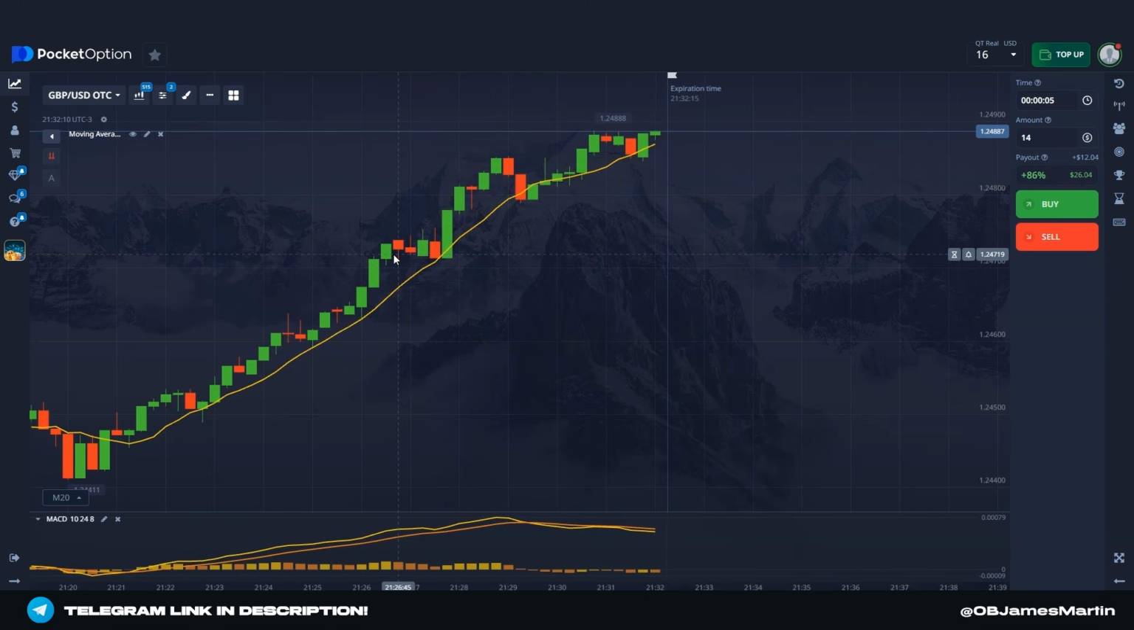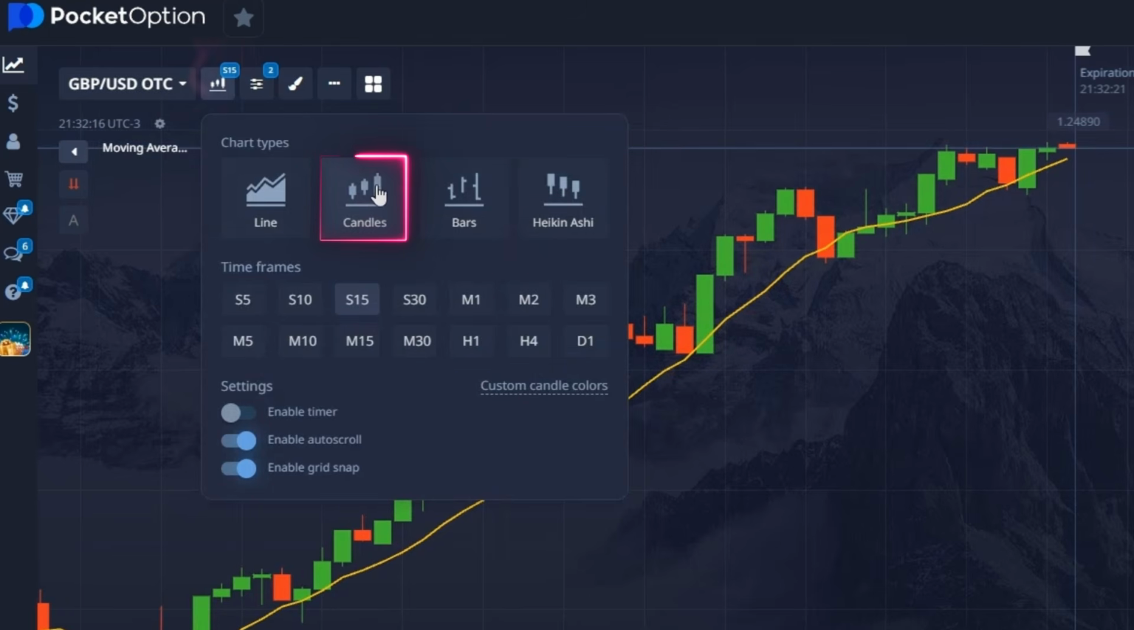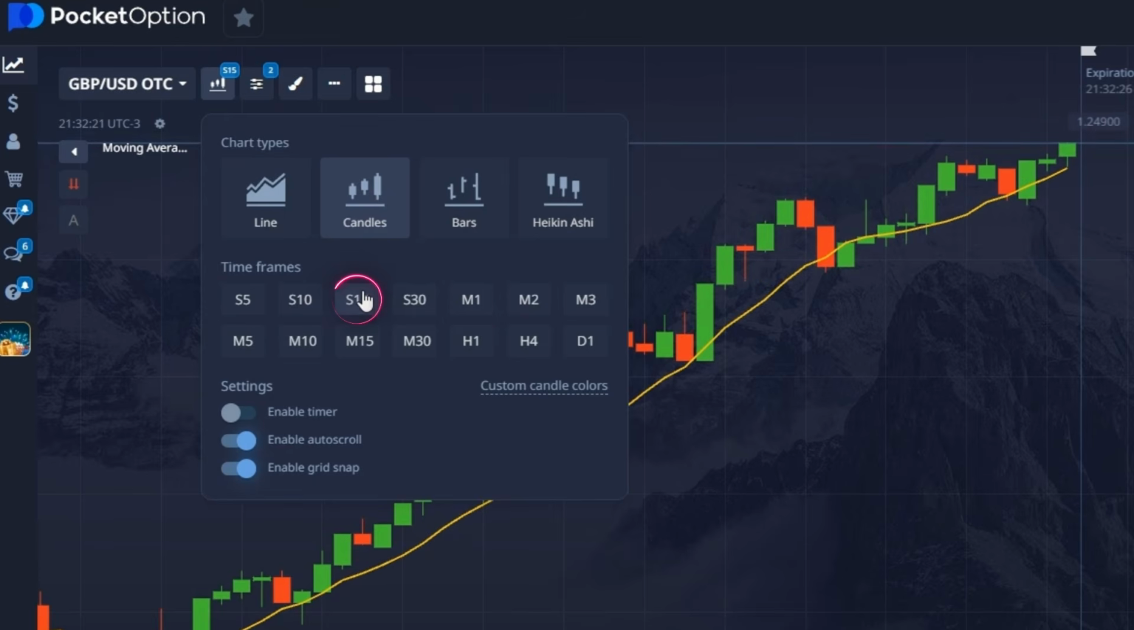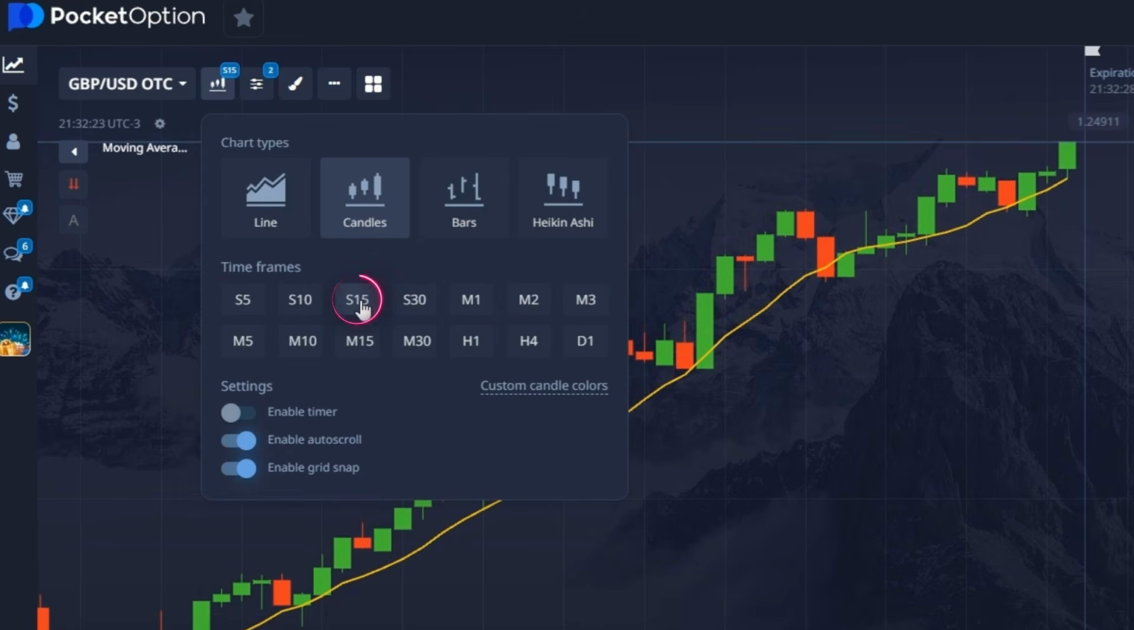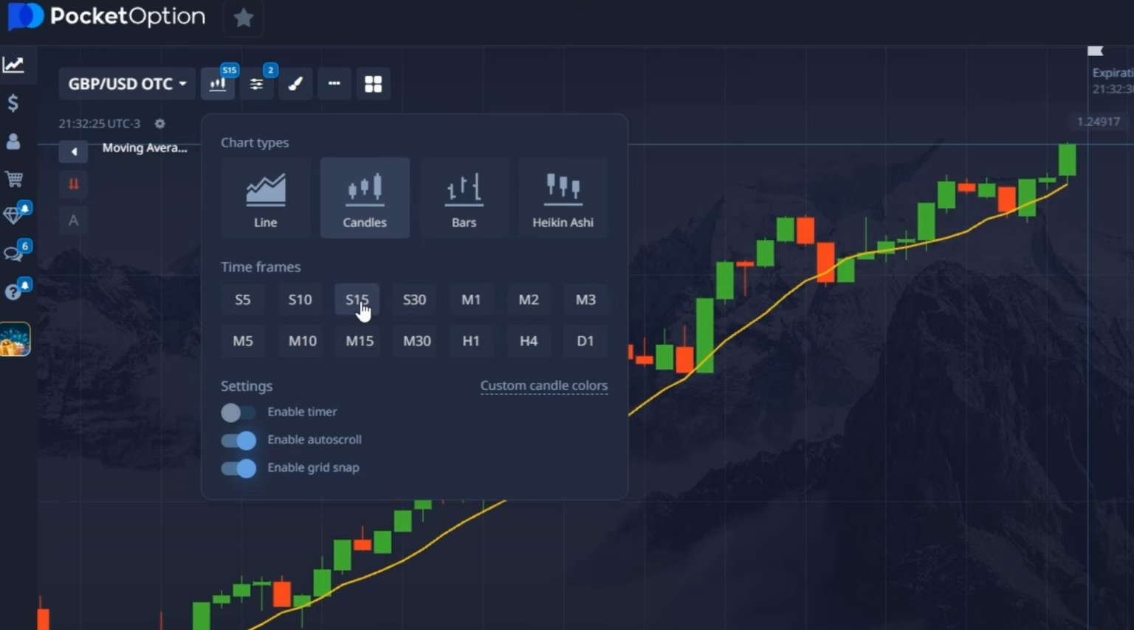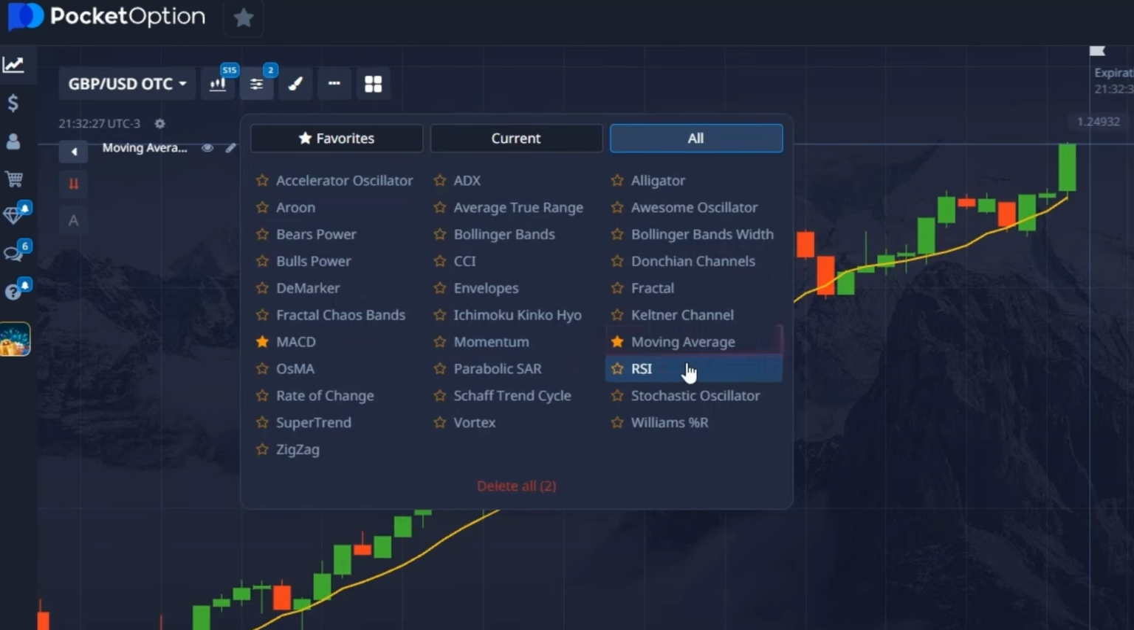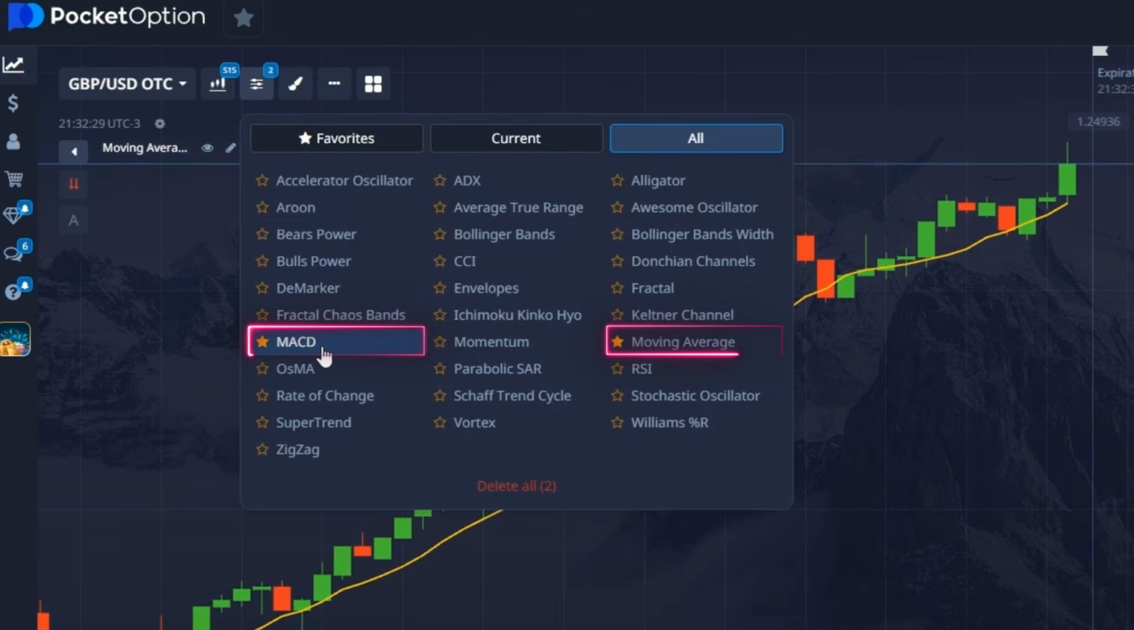Guys, I will start doing everything from scratch. Firstly, the market type is classic candles. Time frame, we're going to use 15 seconds. Alright, and then I need to go to the indicators, and we're going to use MACD and moving average.